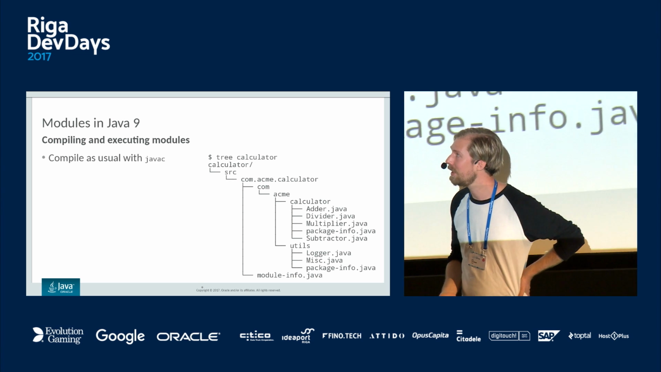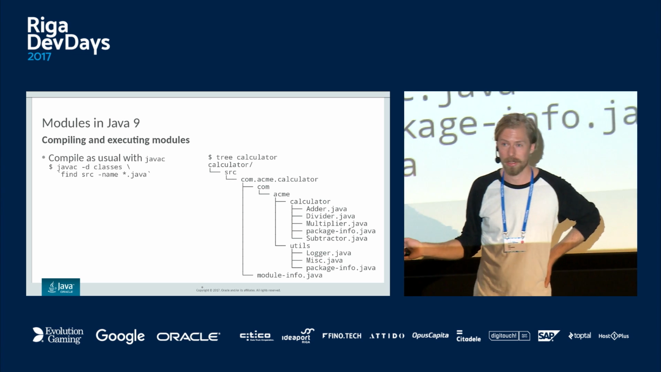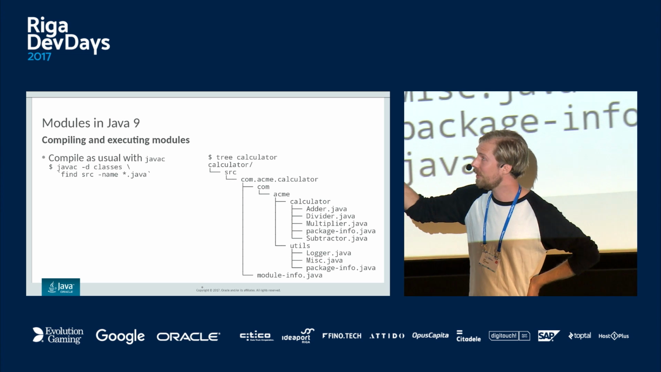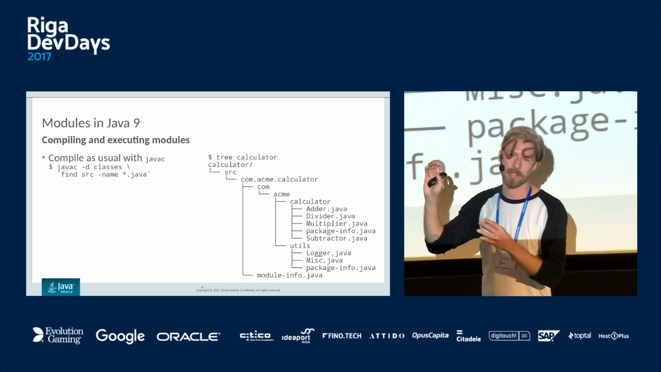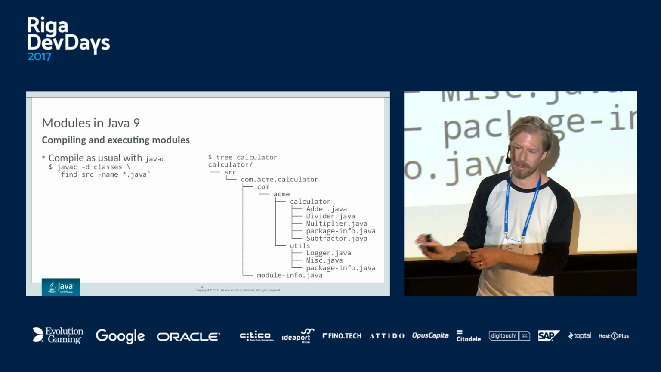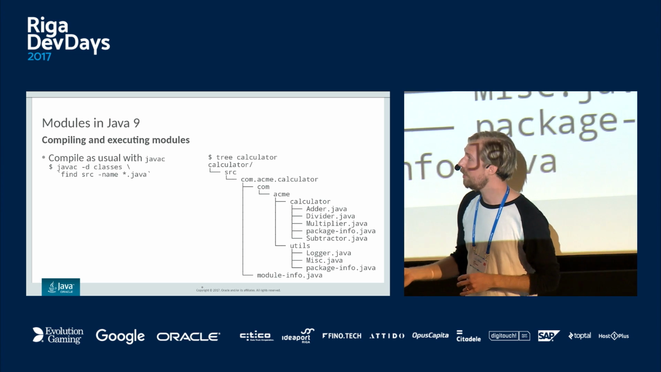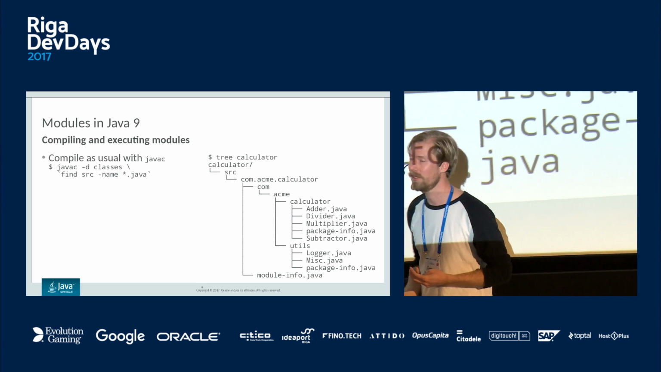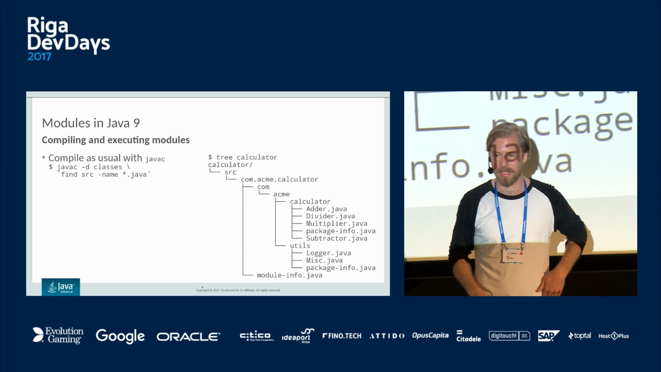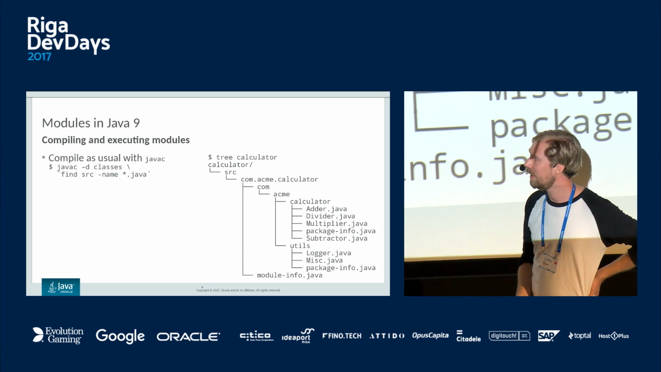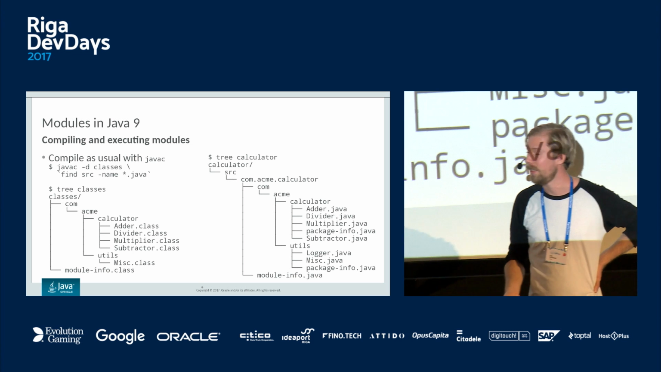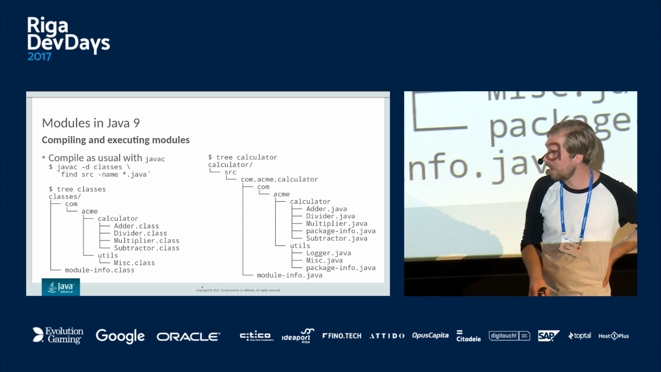Now when we compile this, we do it as usual with javac. So you have javac -d for classes. I'm just going to store the class files in a directory called classes. And then I need to provide the Java files to javac, so I use a little find command there to get a listing of all the source files. We will end up with a directory called classes after running this.